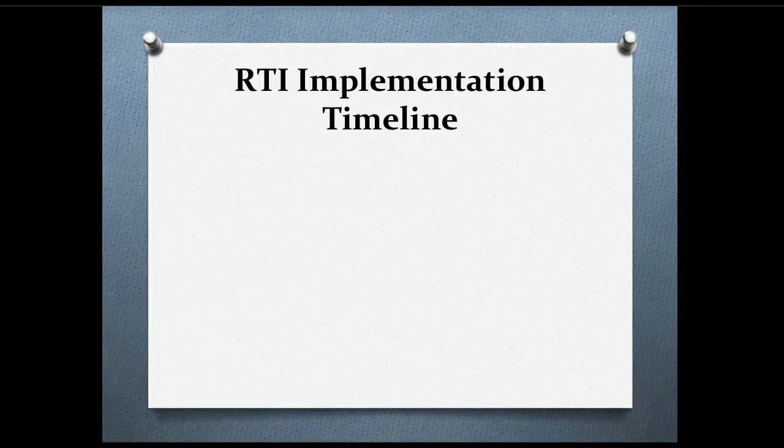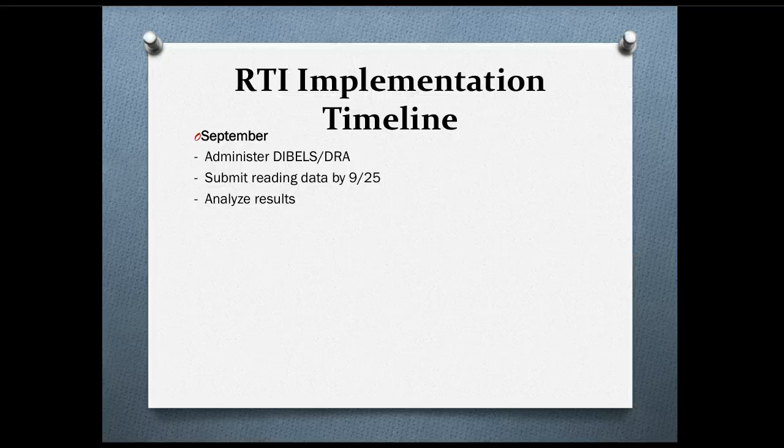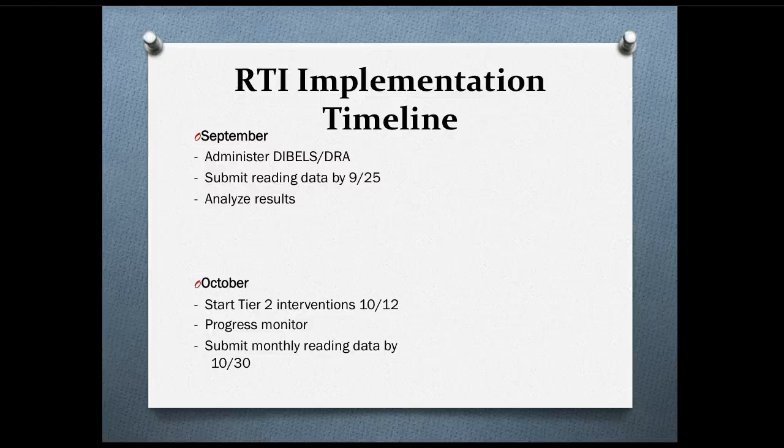Okay, and a timeline, just kind of to give you some ideas if you were doing your own RTI program at your school site. In September, you would administer the screening, like a DIBELS or DRA. Analyze the results to form your groups. And I'm kind of rushing here because I'm almost out of time and I don't want to have to do part 4. Okay, October, so you would start your Tier 2, do some progress monitoring, have your classroom teachers take data for their whole class as well and give those to you.